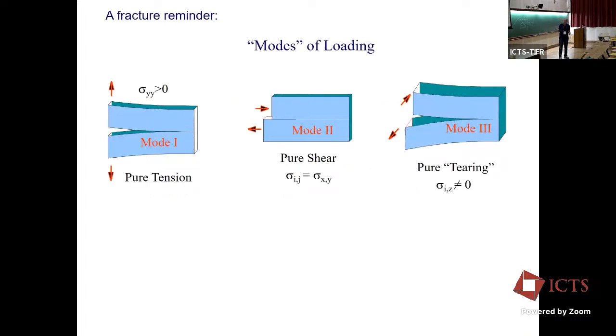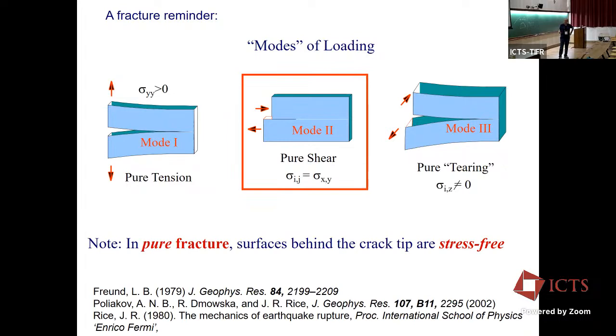Okay, so the star of our show, besides the real area of contact, is mode two fracture, because we're applying shear. And now, in all of these modes of fracture, tensile fracture, mode two, and tearing fracture, mode three, the surfaces behind the propagating crack are considered to be stress-free.